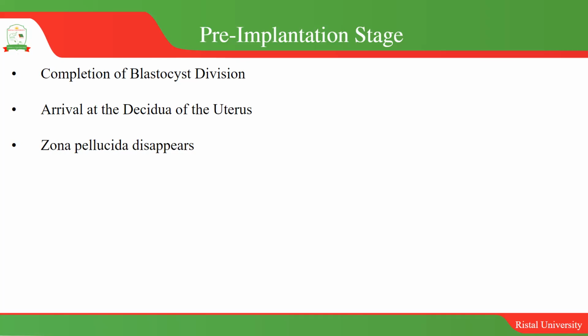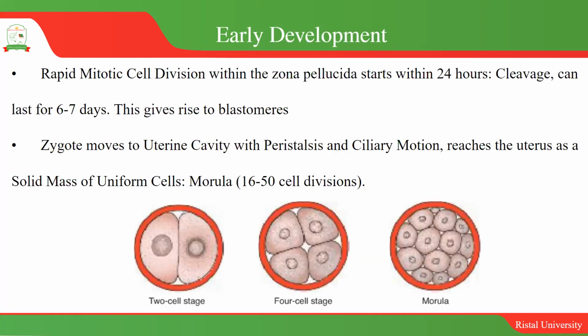And then this now is moved to the uterus. Okay, so you have these divisions happening as the movement to the uterus happens. And then before the implantation, you need to have that zona pellucida, which surrounds this zygote, to disappear before the implantation really happens. So that stage is basically what we call the pre-implantation stage. So let's really look at the exact processes that really happen.